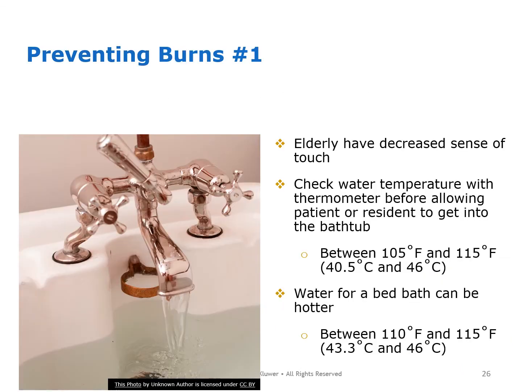Preventing burns. Elderly have a decreased sense of touch. Check water temperature with a thermometer before allowing the patient to get into the bathtub. It should be between 105 and 115. Water for a bed bath can be hotter, between 110 and 115. Allow your resident to touch the bath water or shower water before they enter, and ask them if it's acceptable, if it's too warm for them.